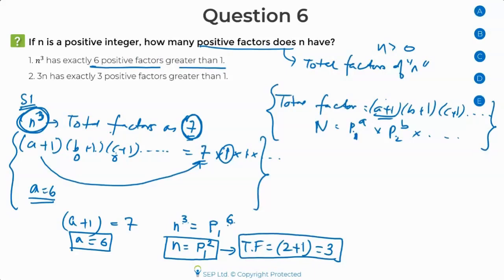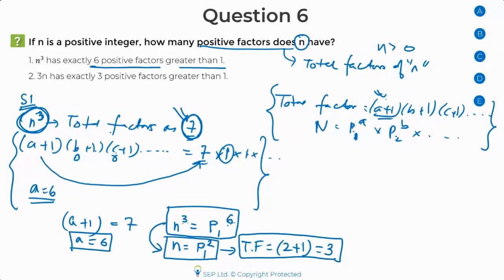Any doubts at all? So I'll tell you the process. The process is, when you find the total factors, and I'm simplifying it for you so that it doesn't get complicated, you take it as 7. If you cannot split it, just one prime number, you take one of the variables, a plus 1, and you equate it to 7, and you find the power. So you can say p1 to the power 6, as I wrote it here. You're looking for n, so obviously you need to break it down into n. Once you find n, you can again use the total factors formula to find the total number of factors. So obviously statement 1 is sufficient.